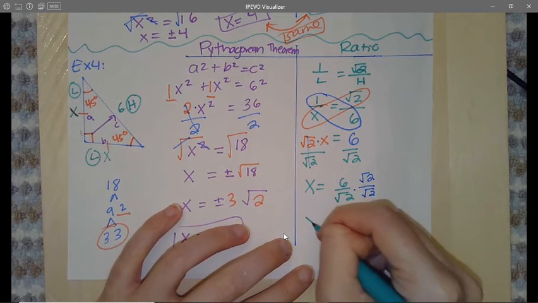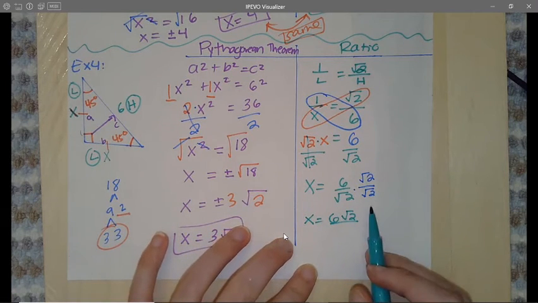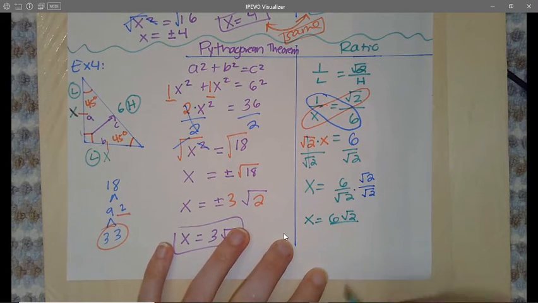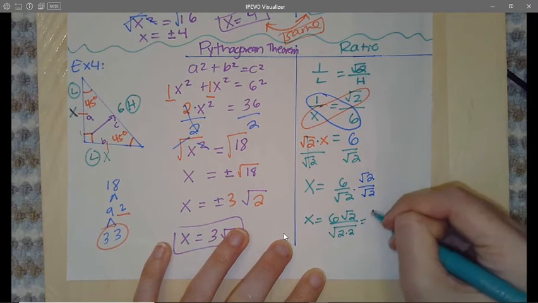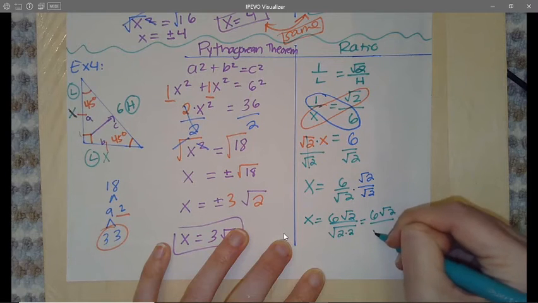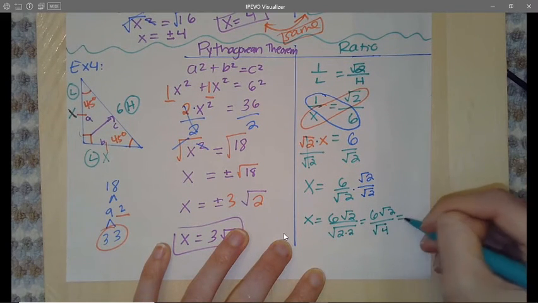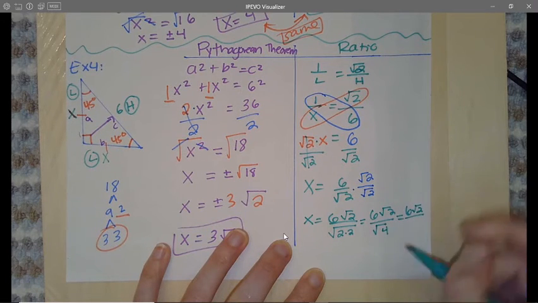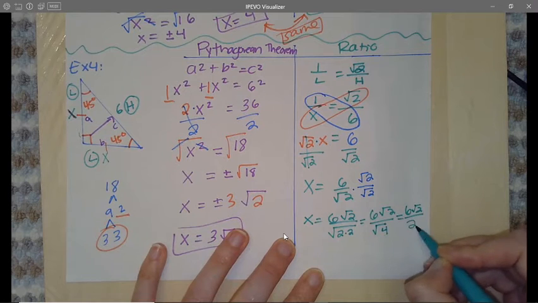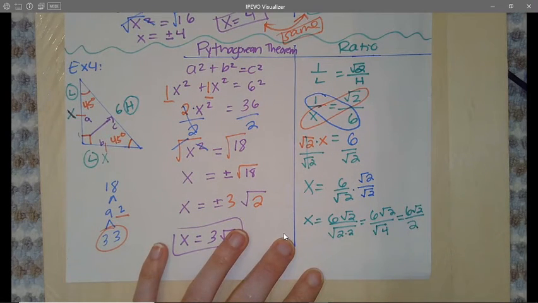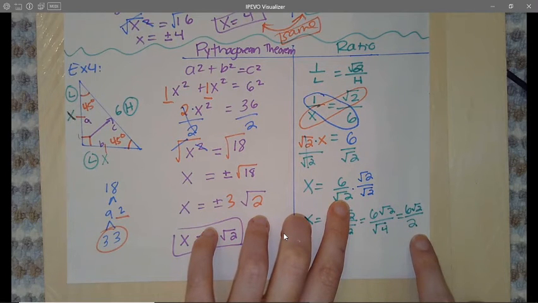So I have x equals 6 root 2 over, well, since both of these are under a square root, I can multiply them. So it'll be the square root of 2 times 2, which equals 6 root 2 over the square root of 2 times 2 is 4. And that will equal 6 root 2 over, what's the square root of 4, you guys? Well, the square root of 4 is 2. Whoa, look at that, you guys. See how when you multiply a square root to itself, it makes the square root go away.